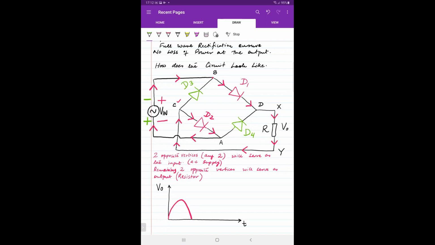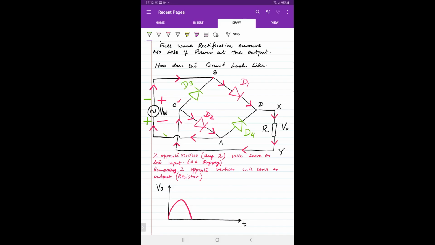All the red colored arrows are representing the flow of the current during the first half cycle. And diodes D1 and D2, the ones which are opposite each other, were conducting during the first half. Now I draw the second half. So now follow the green arrows.